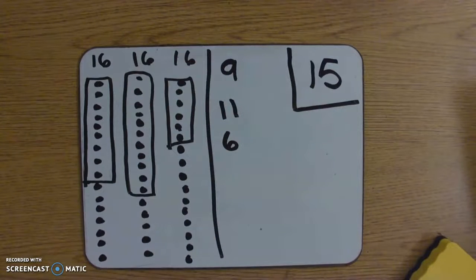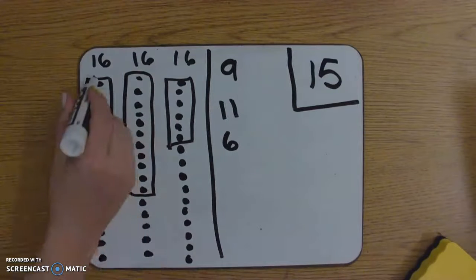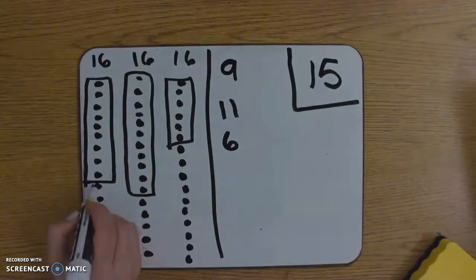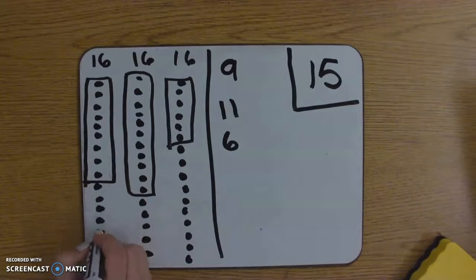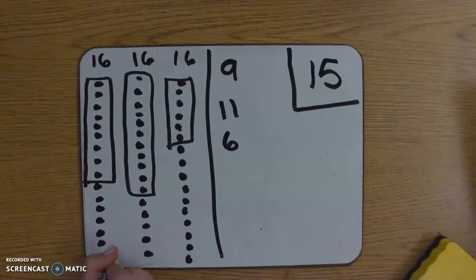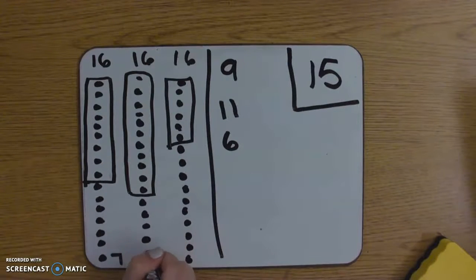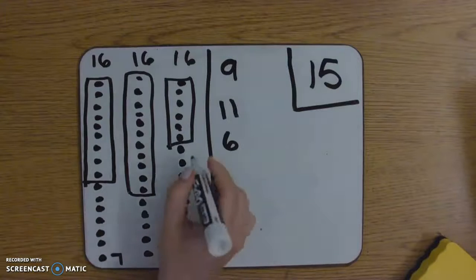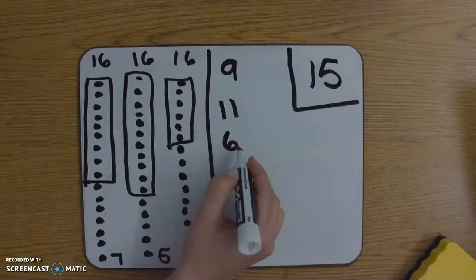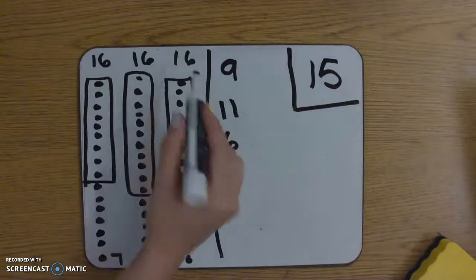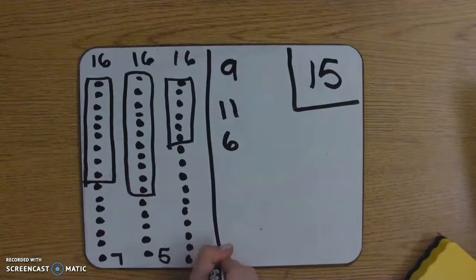Okay, now all I need to do is count the dots that are left. So here we had 9. So I have 1, 2, 3, 4, 5, 6, 7 in this row. 1, 2, 3, 4, 5. And I actually don't need to count because I know that 6 and 10 make 16. So I know that this is 10.